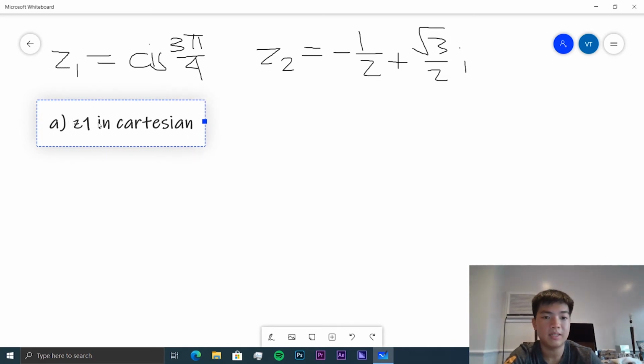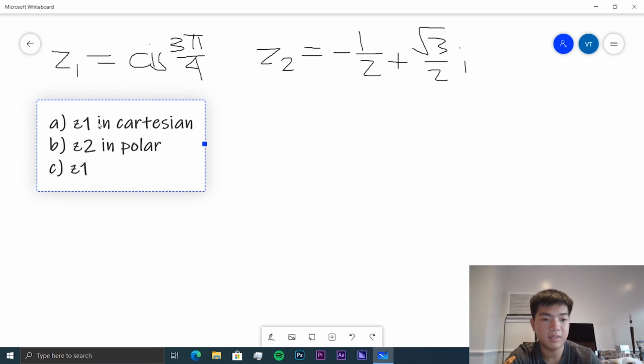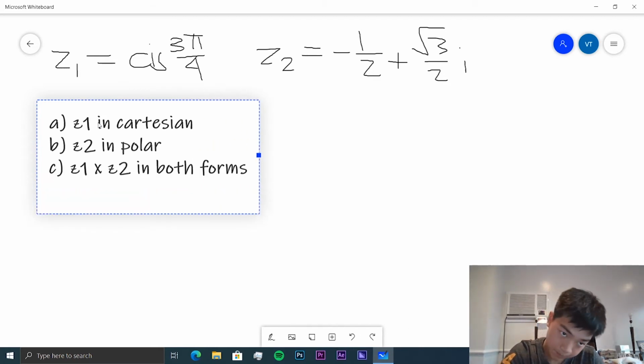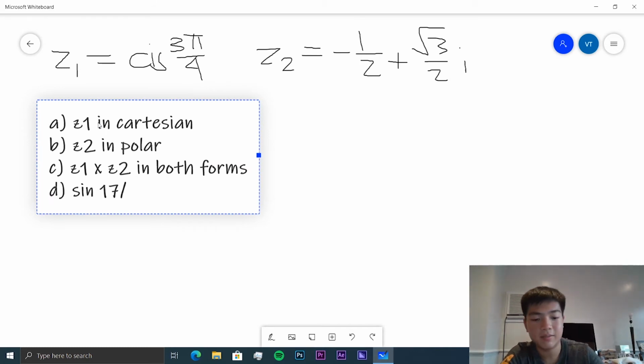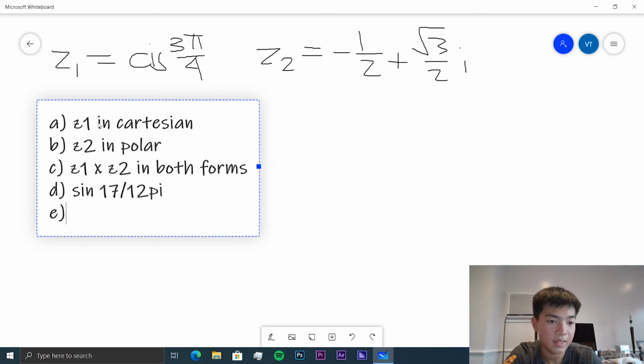We need to find z2 in polar. We need to find z1 times z2 in both forms. And find the exact values of sine 17 over 12 pi and tan 17 over 12 pi.